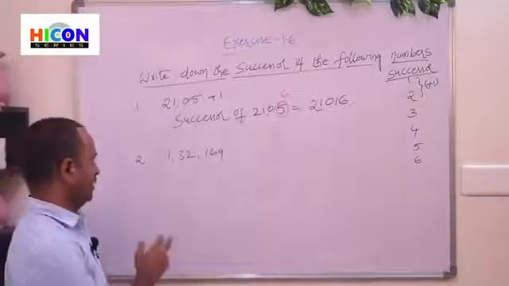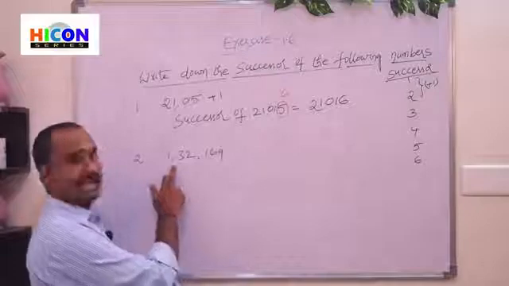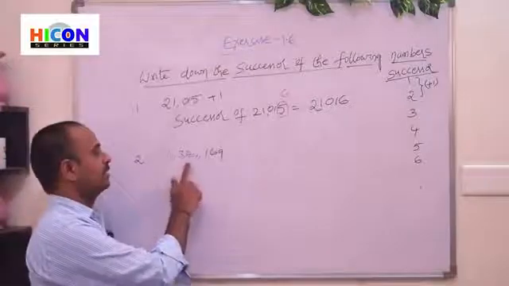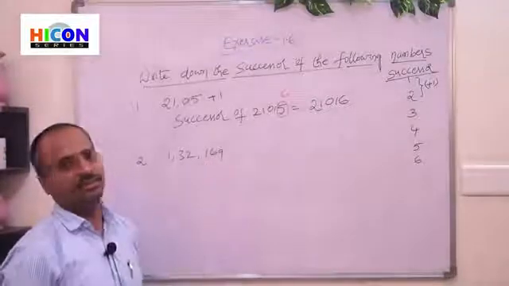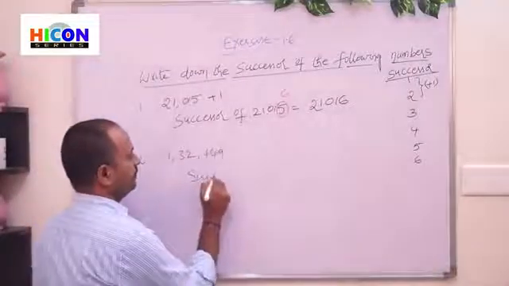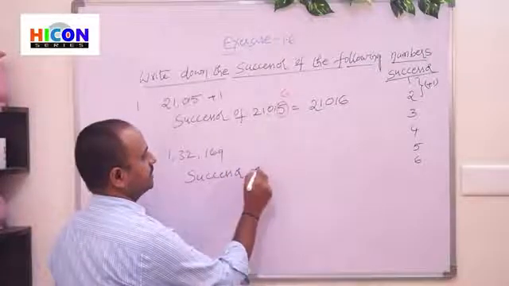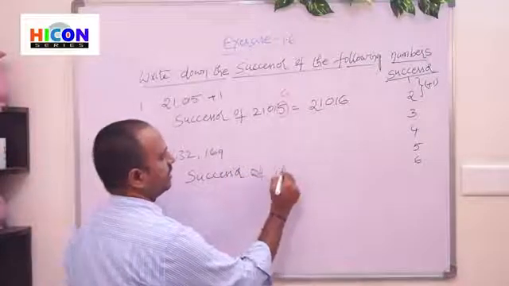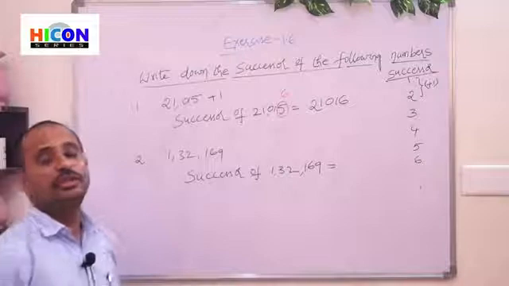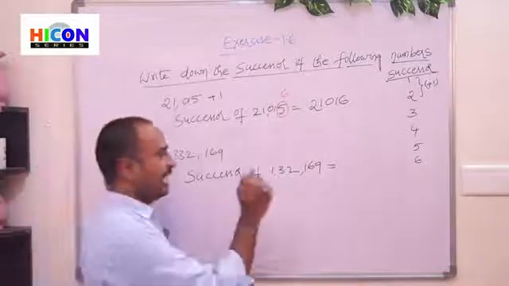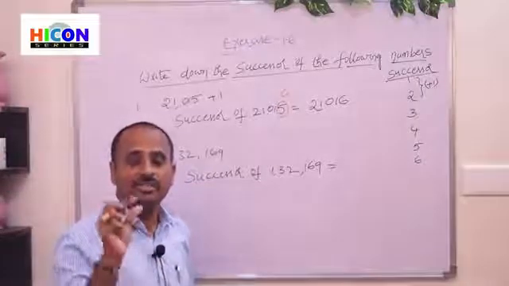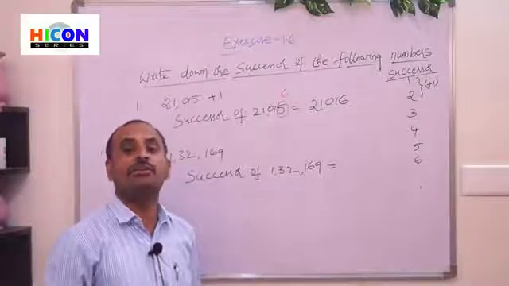So children, in the same way, see the second problem: 1,32,169. Now we have to write the successor of this number. Successor of 1,32,169 is equal to, children, how can we obtain the successor? Just add 1 to the given number. Adding 1 to the given number means just increase the digit present in the ones place.